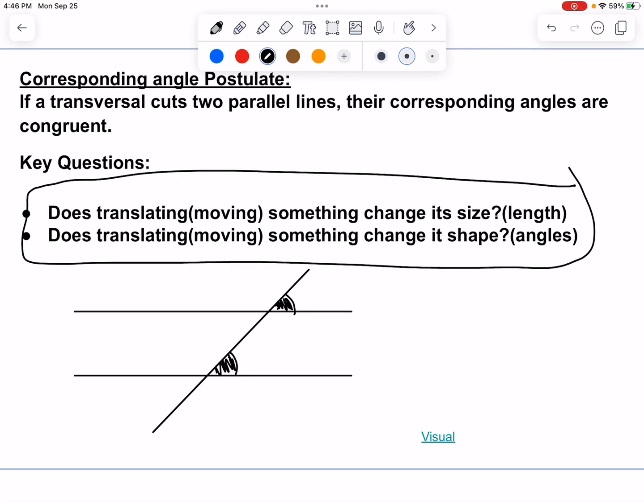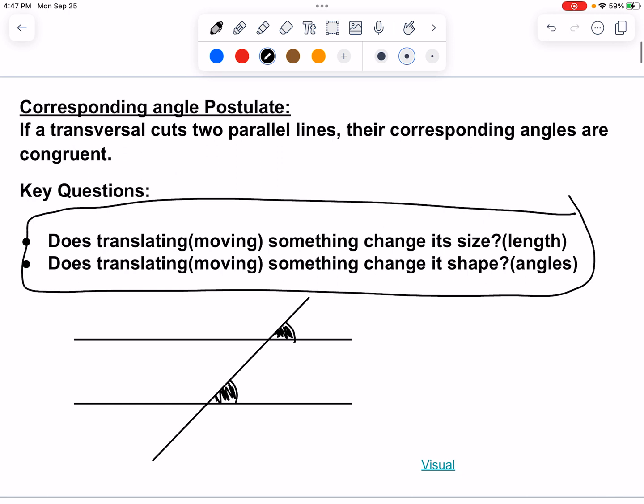So hopefully that gives you enough justification to say that corresponding angles are congruent, right? We're going to assume this one, that's why it's a postulate. All of the other angles will be theorems. So from now on, whenever you see an angle that's a corresponding angle, you can say they're congruent by the corresponding angle postulate.